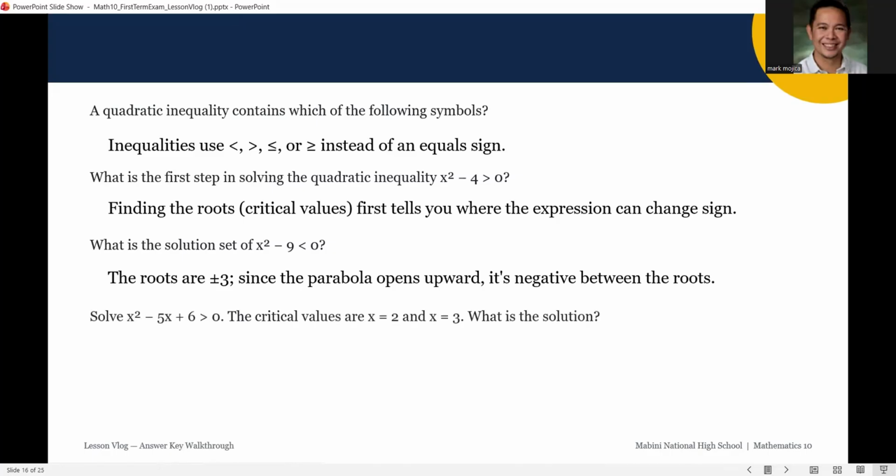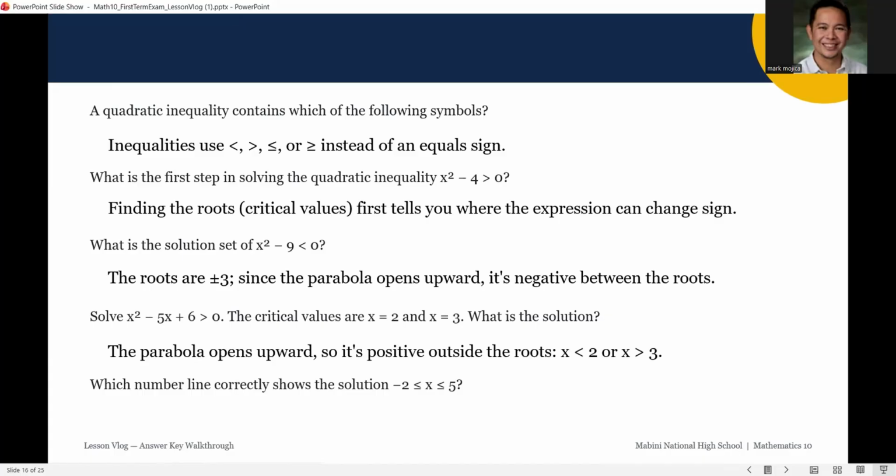Okay? Next. Solve x squared minus 5x plus 6 greater than 0. The critical values are x is equal to 2 and x is equal to 3. So what is the solution that we have? The solution set. Now, given that x is equal to 2, x is equal to 3, therefore the parabola opens upward. So it's positive outside. The solution is x is less than 2 or x is greater than 3.